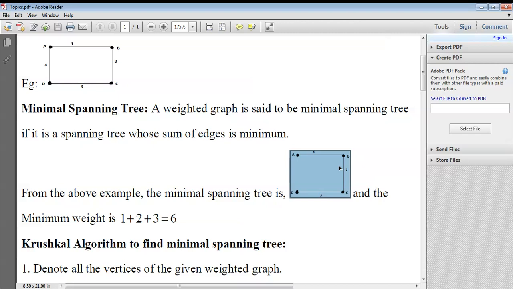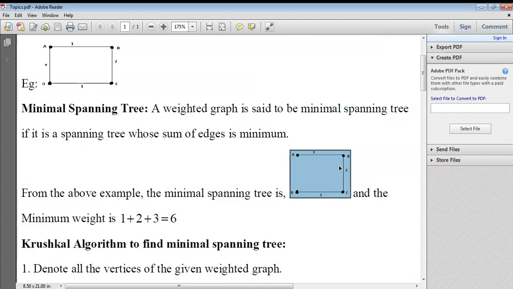the new graph is the minimal spanning tree, because you need to check whether it is a spanning tree or not. In order to see this, it should contain all the vertices of the main graph. The main graph has vertices A, B, C, D, and the answer also has the vertices A, B, C, D.